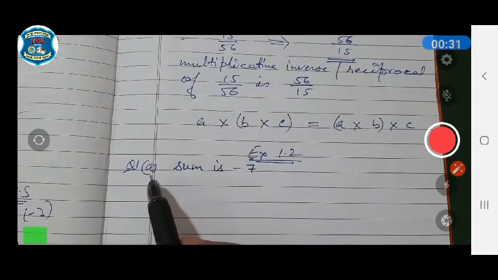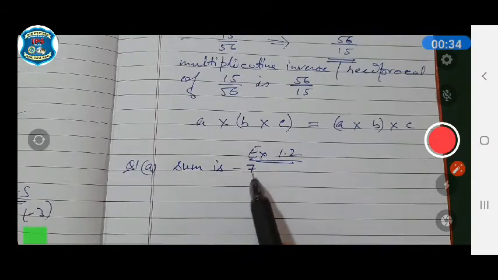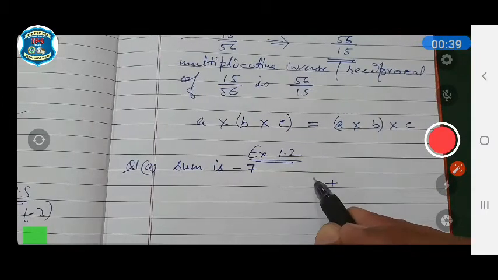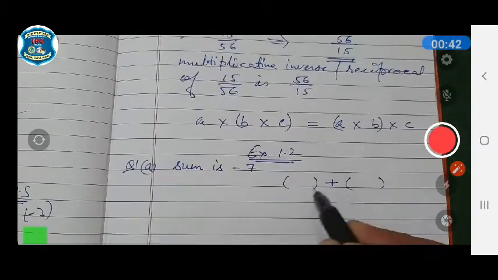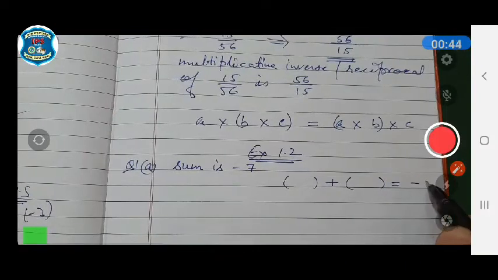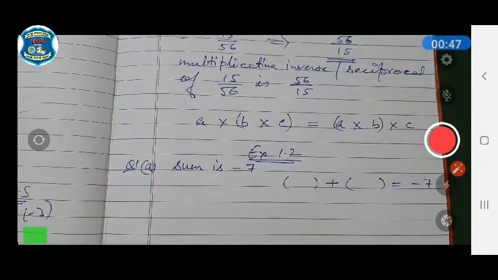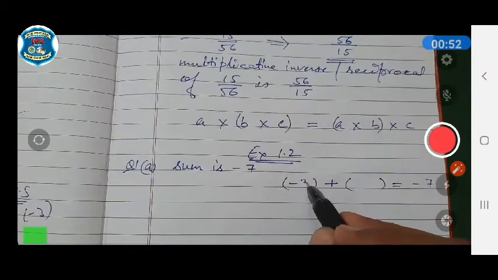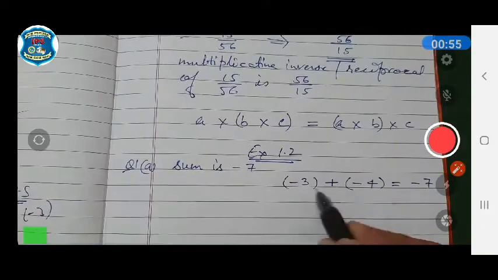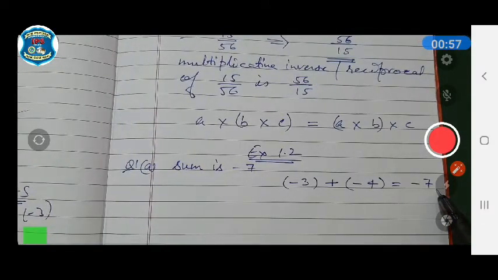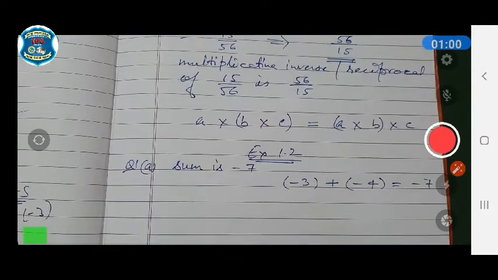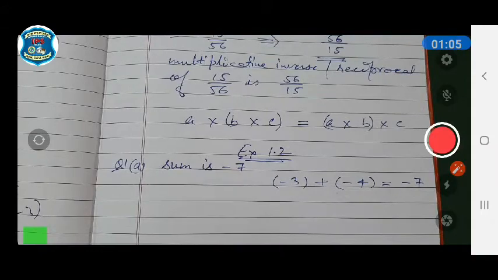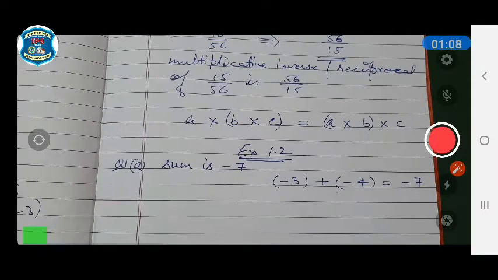See, the first part is sum is minus 7. You have to write two integers in such a way that the sum of these two integers must be minus 7. Right? Now, if you write minus 3 and minus 4, what is the sum? Minus 7. You can make infinite pairs of numbers. Understood? So in this way you have to write integers. See the next part.